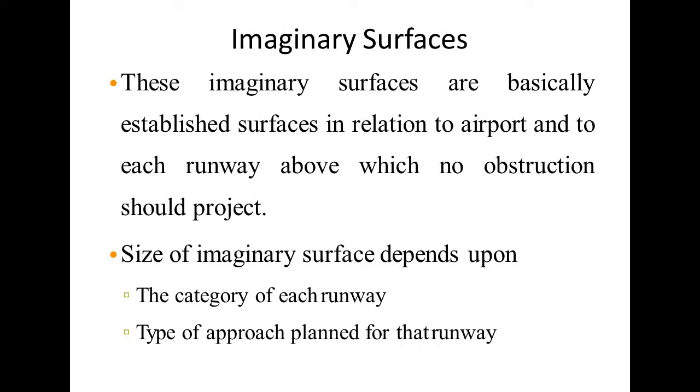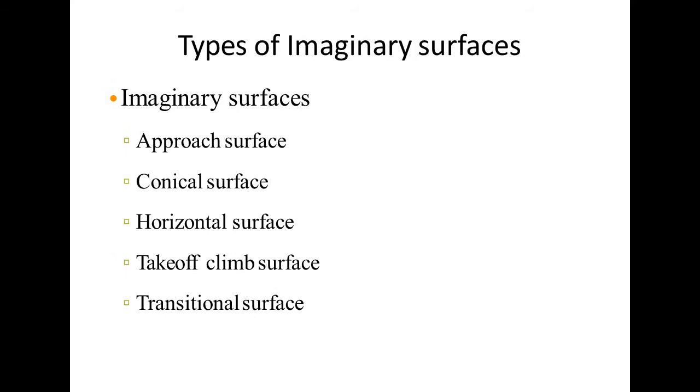Imaginary surfaces are basically established in relation to the airport and to each runway, above which no obstruction should be projected. It depends on the category of runway and type of approach planned for that particular runway. So there are these 5 imaginary surfaces.